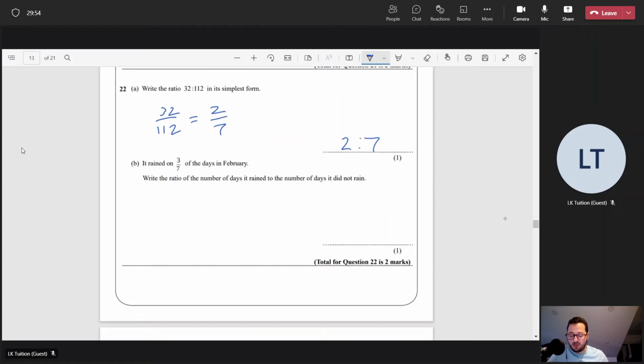B, it says it rained on 3/7 of the days in February. Write the ratio of the number of days it rained to the number of days it did not rain. Well, the number of days it rained was 3, and if it's out of 7, well, 3 plus 4 is 7, so 4 of the days it must not have rained. So that is that.